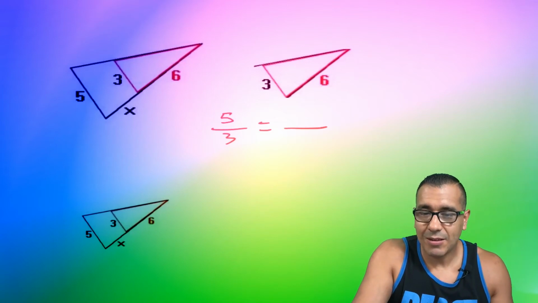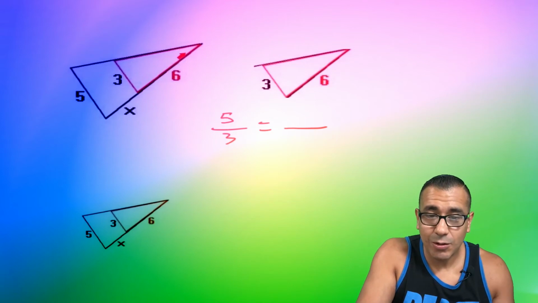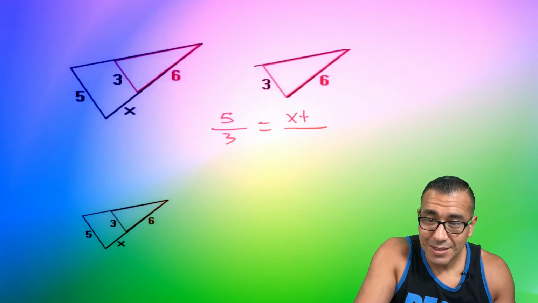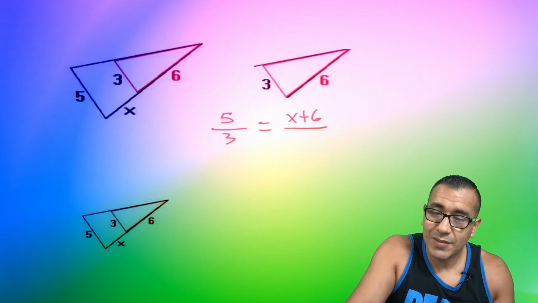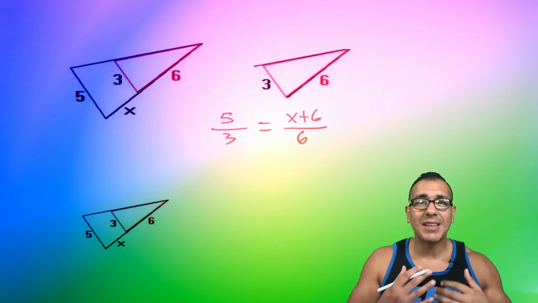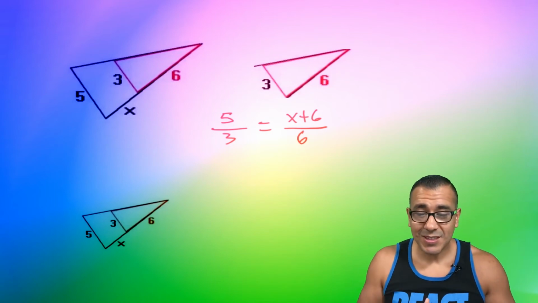And here is where we got to be careful, because now I'm going to use this length right here, which is not 6, it's not x, but it's x plus 6. So x plus 6 corresponds to this length over here of 6. All right, and the setup is always going to be key when you're using this idea of similar triangles.